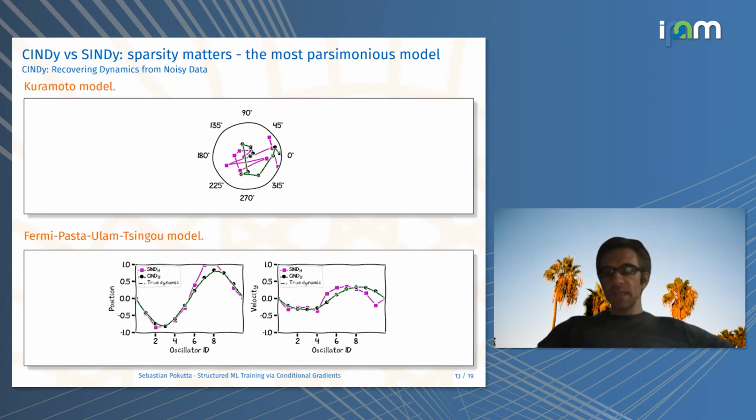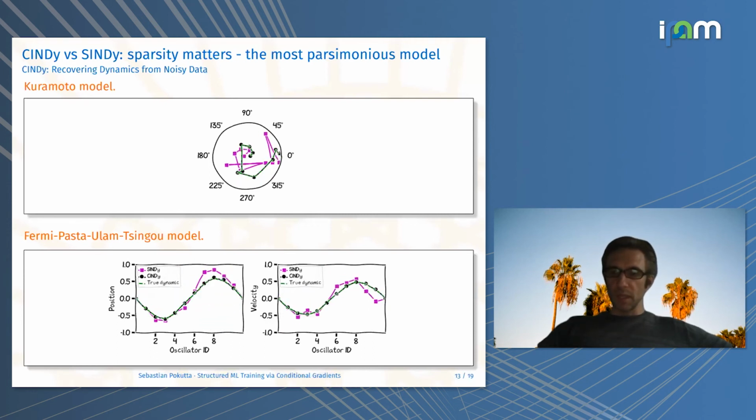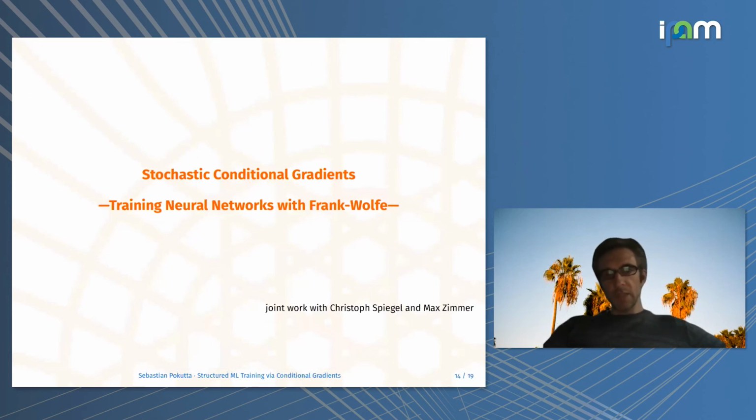All right, so that's the example that I would like to present in terms of sparsity and learning dynamics. Now I would like to change gears a bit and talk in the second part about neural network training with stochastic conditional gradients, and that's joint work with Christoph Spiegel and Max Zimmer.